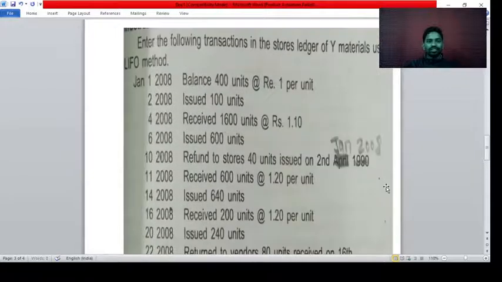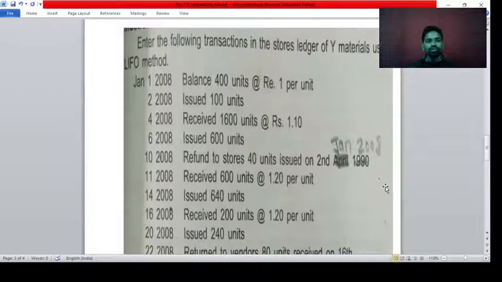Hi students, in the last class we discussed the problem on the LIFO method, last in first out. I hope all of you understand that. That was a very easy problem. Now we'll see in this session one more problem on the LIFO method.